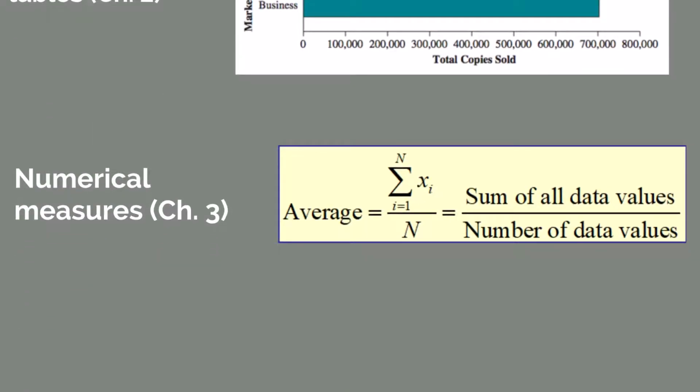Finally, descriptive statistics also involves numerical measures. One common example of a numerical measure is the simple average. This represents the average of all data points by adding up all the values and then dividing by the total number of data points that we have.